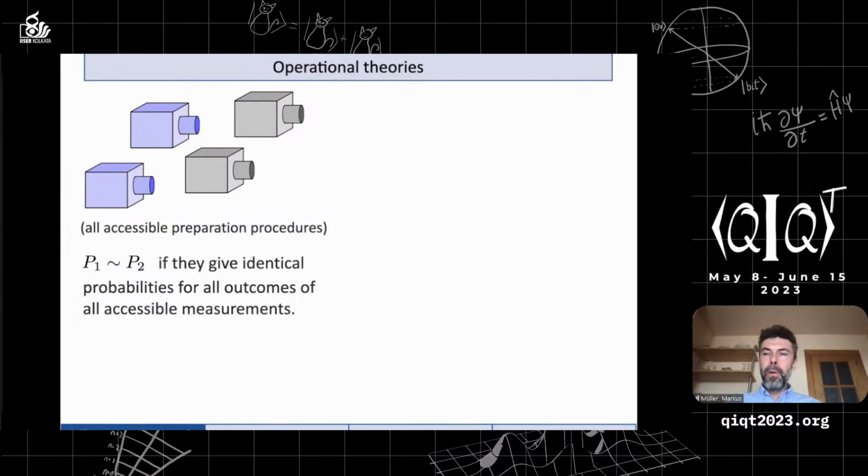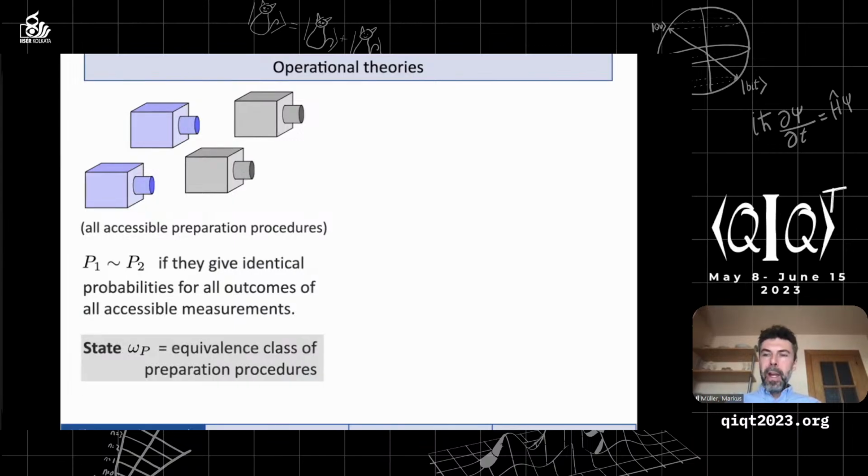And I say that these preparation procedures would be equivalent if they give identical probabilities for all outcomes of all accessible measurements. Think of a qubit. If one preparation means 50-50 at random preparing the 0 or the 1 state, and the other preparation procedure is a 50-50 preparation of plus or minus state, then essentially you prepare the maximally mixed state and your statistics is indistinguishable. So all measurements that you could do on that system would give the exact same probabilities.